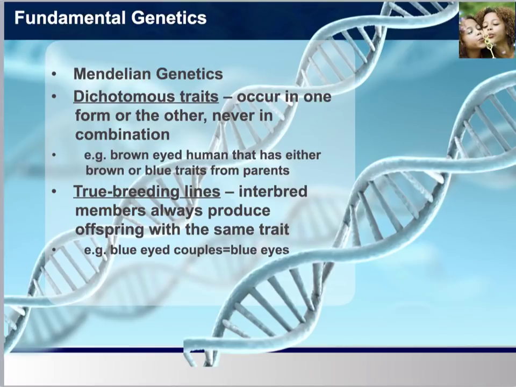So a brown-eyed human that has either brown or blue traits from parents would actually have both of the genes in the genotype, but the phenotype, because of the dominance, would likely be that of the brown color. Whereas with true breeding lines, we would actually see an interbreeding of members that always produce offspring with the same trait. For example, blue-eyed couples, meaning a heterosexual couple, a male and a female, that both have blue eyes, are always going to produce offspring with the same trait.